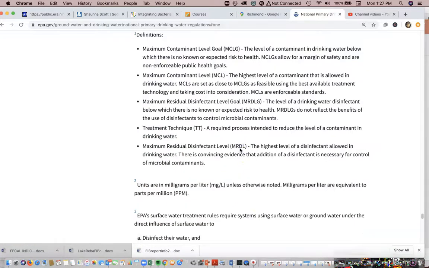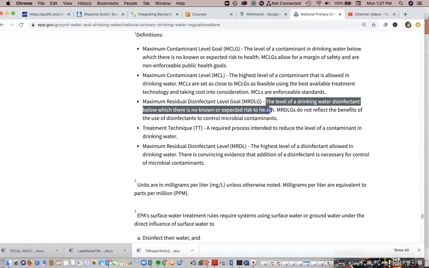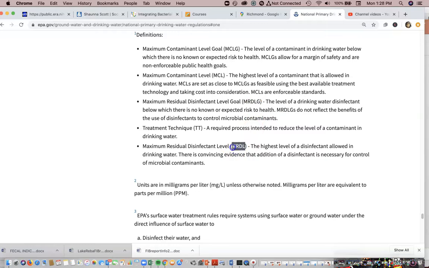You can click on the 1, and these aren't maximum contaminant level goals. These are maximum residual disinfectant level goals, because they don't call chlorine a contaminant. They call it a residual disinfectant. The level of a drinking water disinfectant below which there's no known or expected health risk. So that's our goal. The MRDL is the actual maximum amount allowed. Both of those are 4 for the treatment technique that we use here in Richmond, Kentucky.